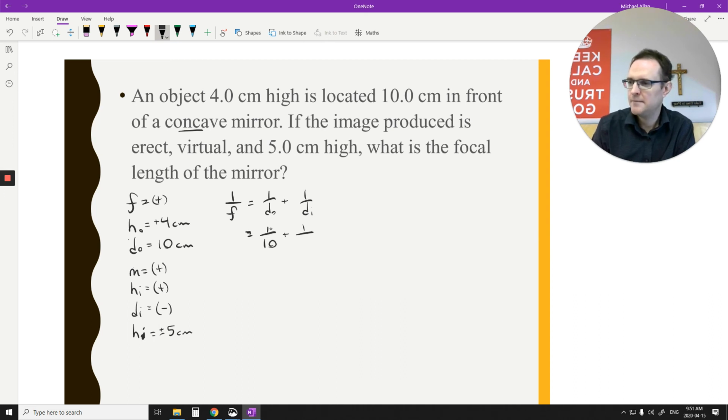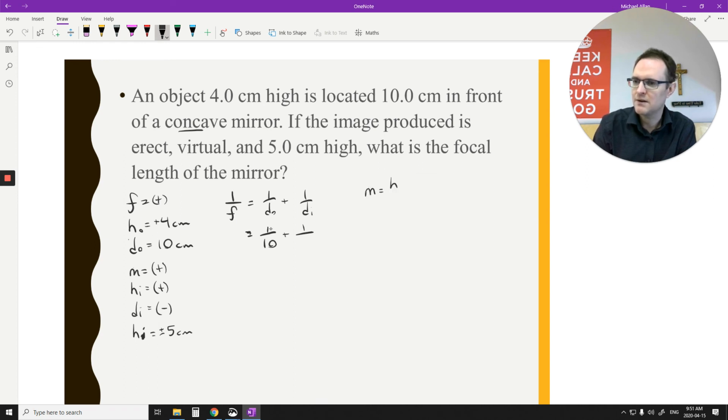Okay, so I got the HI and the HO. So if I have the HI and the HO, then I could find out the distance of the image, actually. So I don't need to know this part here. Get rid of this. Okay. Actually, maybe I'll use that. I'll find the M first.